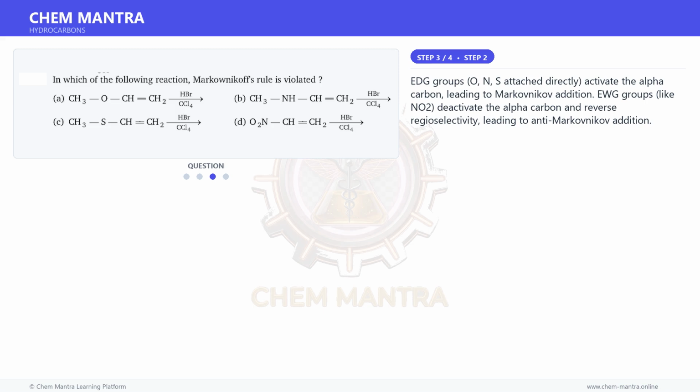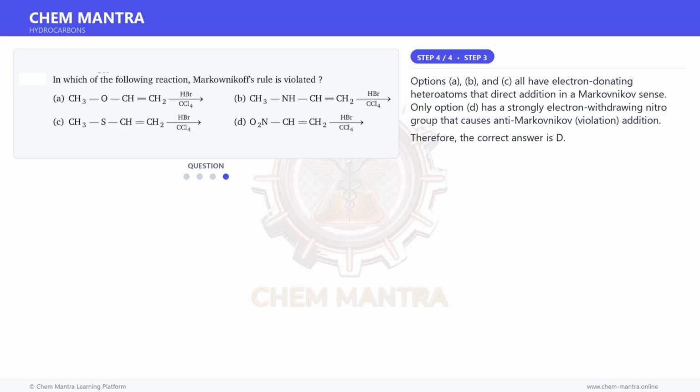EDG groups, O and N, attached directly, activate the alpha carbon, leading to Markovnikov addition. EWG groups, like NO2, deactivate the alpha carbon and reverse regioselectivity, leading to anti-Markovnikov addition.